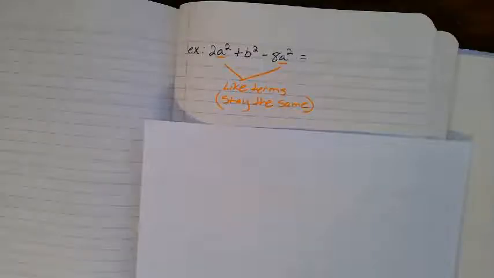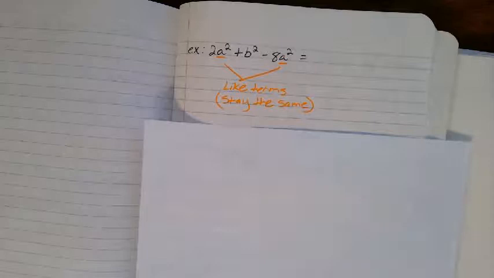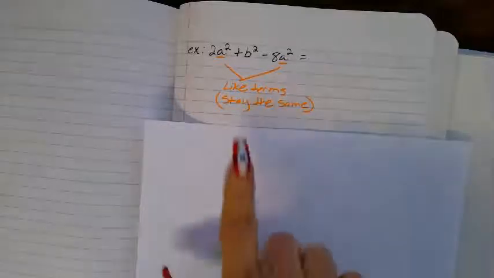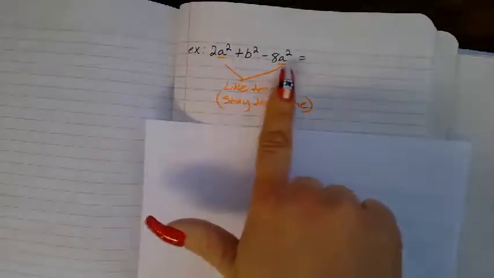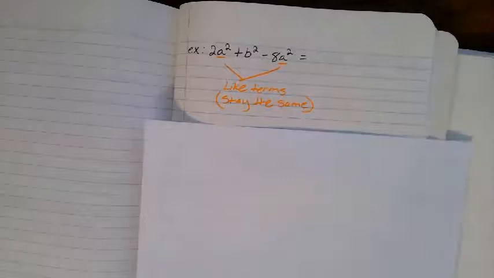All right, go ahead and write that down. So we have 2a squared plus b squared minus 8a squared. And if you see your a squareds and your a squared over here, those are the like terms. Those two will stay the same. We're going to look at this one. So let's look here. Okay.